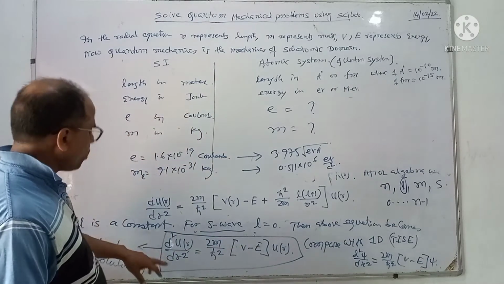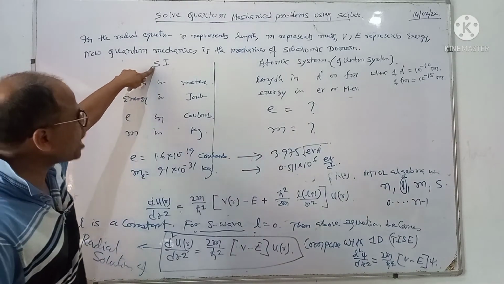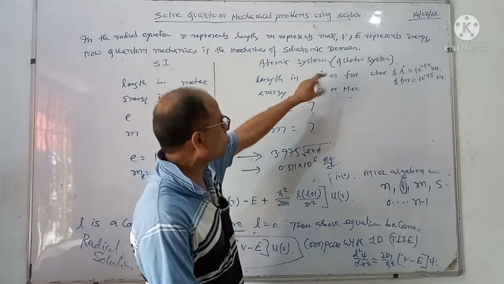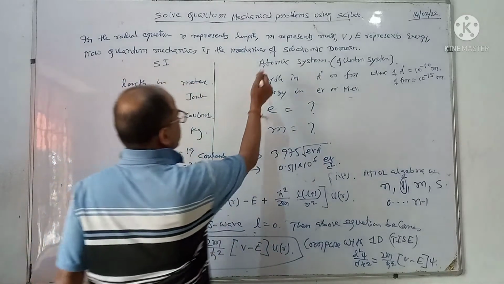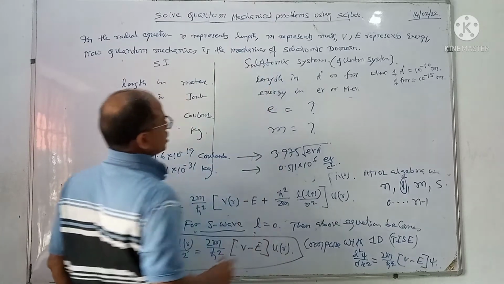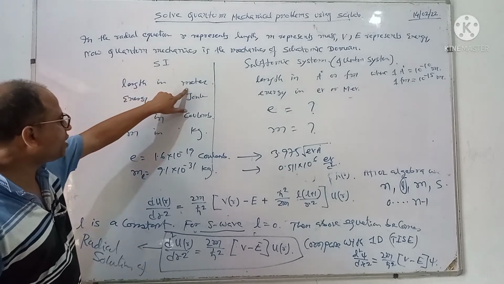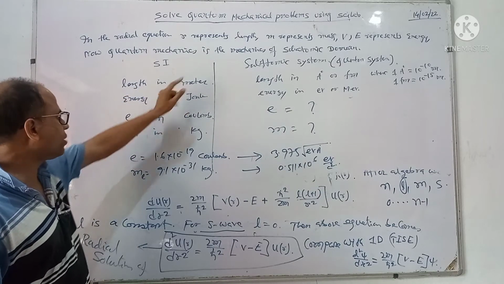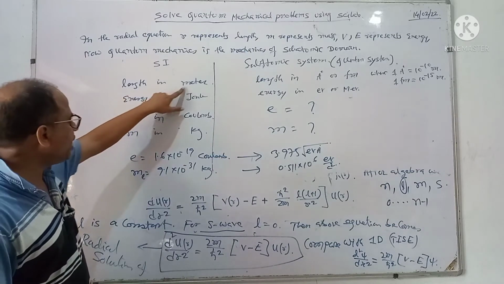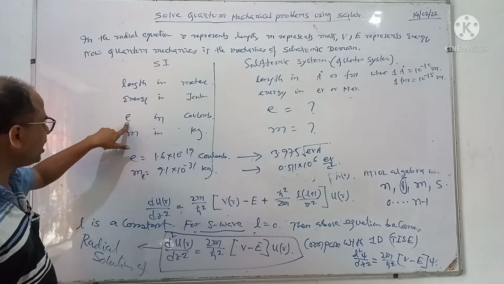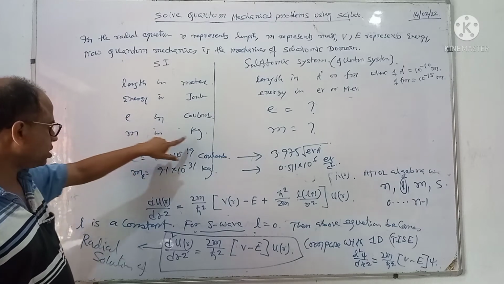That's all. Now, here the problem is that in SI system and our quantum system, meaning subatomic system, either atomic level or nucleus, now in SI system you see length is measured in meter, centimeter, millimeter, whatever. Energy in joule. Electric charge is in coulomb and mass in kg.